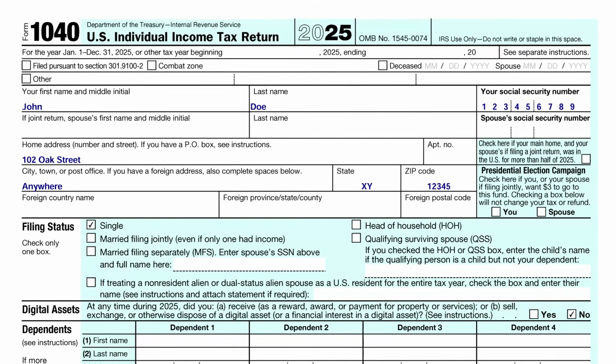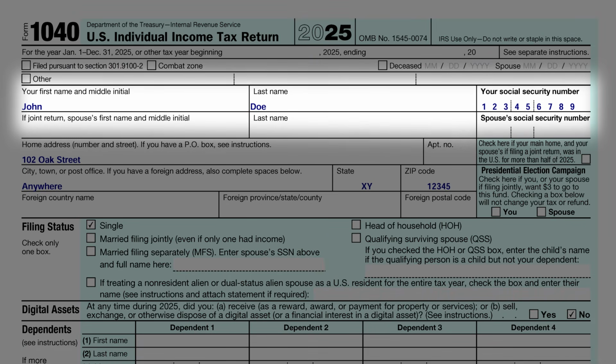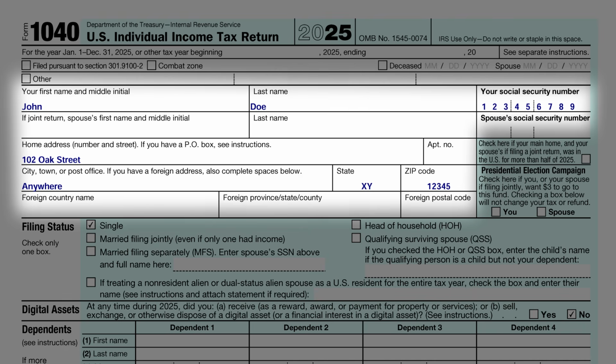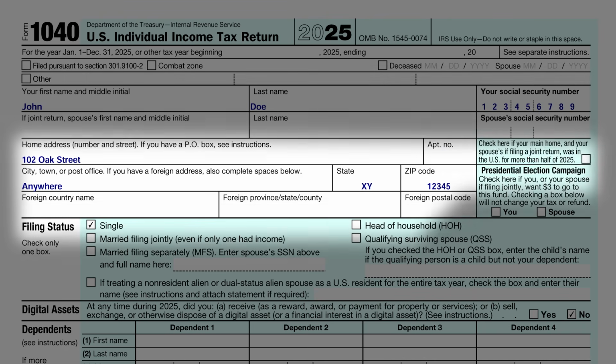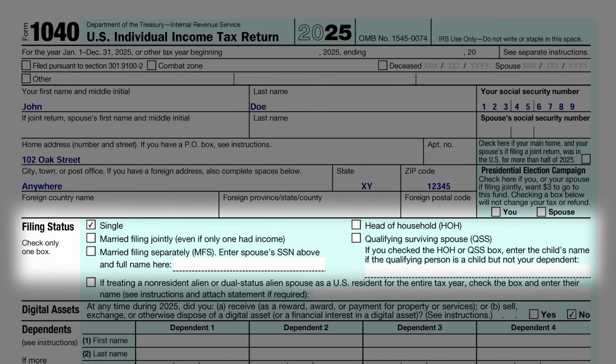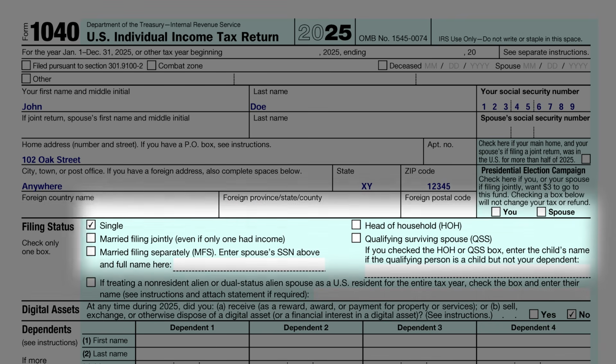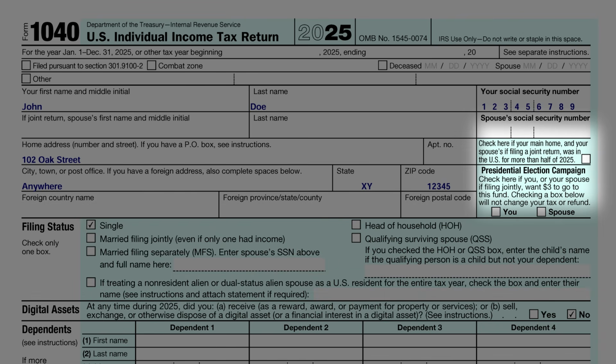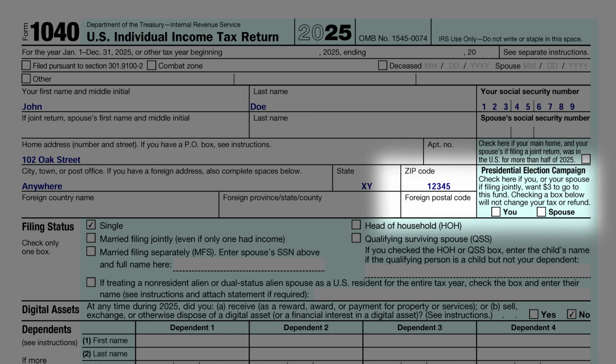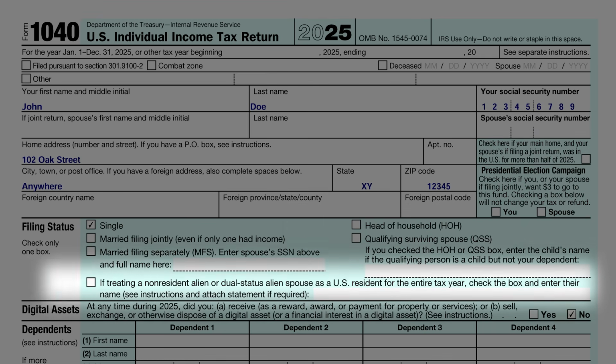Imagine John, a single filer working on his taxes for 2025. He's filled in his personal information, including his name, social security number, and address. He's checked the box for single as his filing status. There's also an optional box for contributing to the presidential election campaign, but checking it won't change your tax amount or refund. For anyone involved with cryptocurrency or digital assets, there's a specific question for that.